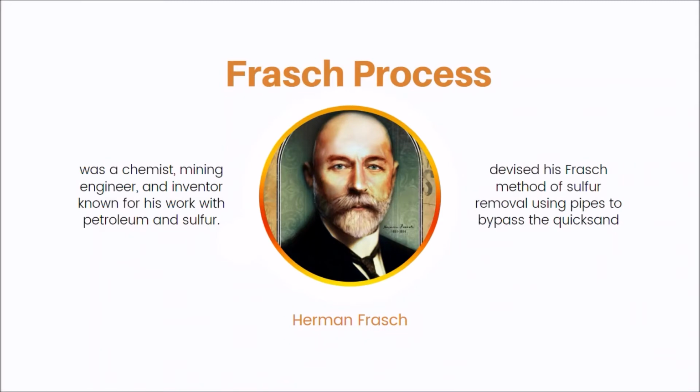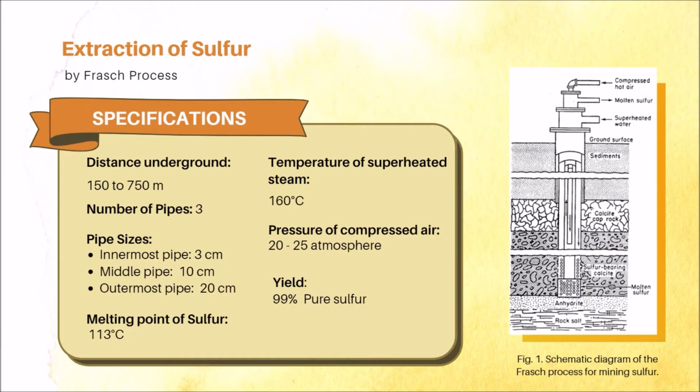As early as the late 1890s, Hermann Frasch devised his ingenious method of melting the sulfur underground or under the sea and then pumping it up to the surface, and this is called the Frasch process. Here are the specifications of the Frasch process. To further understand this method, I'll show you a video on how the Frasch process works.